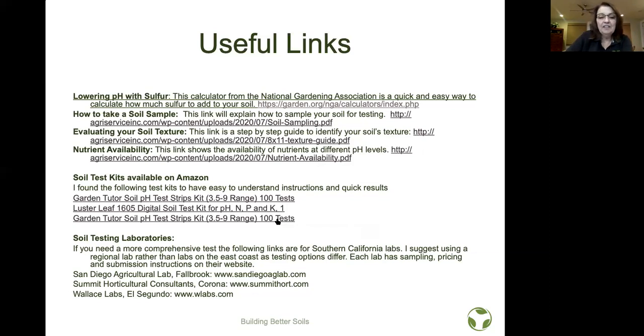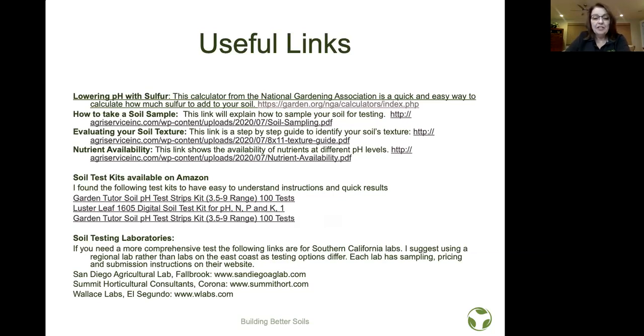And if the first two actually have different, you can also test for nitrogen, phosphorus, and potassium. They're only about $15, and I think you can do about 10 of each test with them. So that would be something kind of fun to play around with too. And then the soil pH test strips, there's 100 tests in that one.